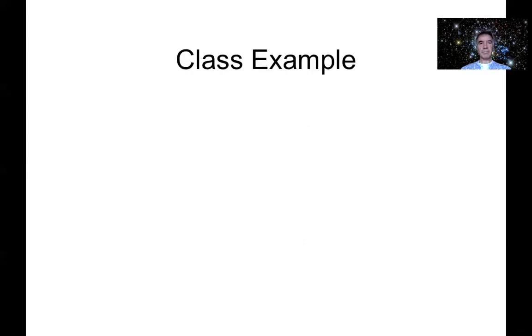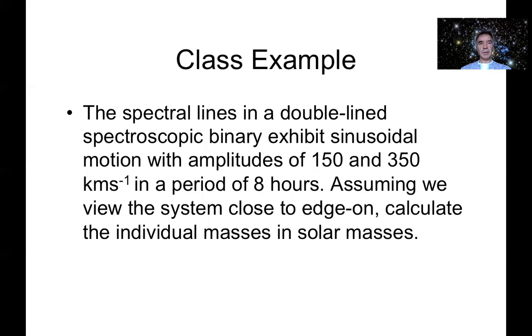Let's have a break now and put that one into action. So just use the formula we've just taken with this data. Imagine you've got a double-line system. You've got amplitudes of 150 and 350 kilometers per second. Just keep an eye on the units here. And it has a period of 8 hours.